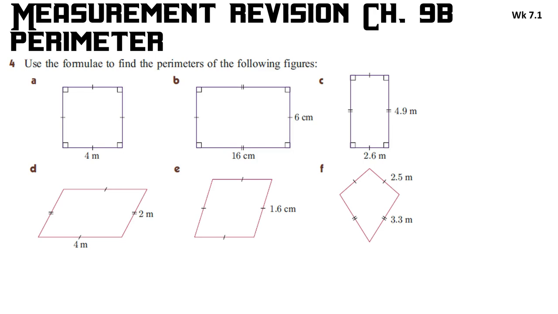Do the same thing here. Use the formula to find the perimeter of these figures. Now they've given you some actual numbers, and you need to know that this dash means it's the same length as the other side with the same dash, and 2 dashes is the same length as this side. So do these questions.